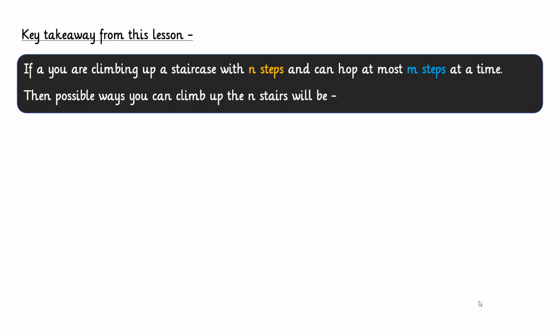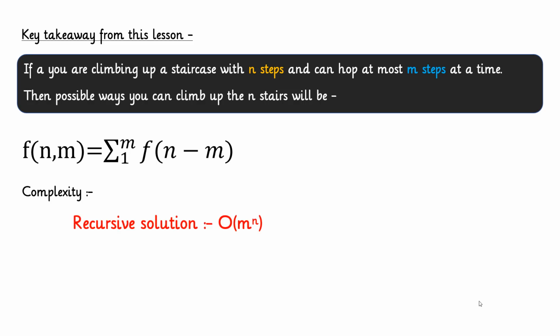The key takeaway from this session, guys: if you are climbing up a staircase with n steps and can hop at most m steps at a time, then the possible ways you can climb up the n stairs will be equal to this. And the complexity of the solution will be this if you are using the recursive approach. If you are using DP, then the complexity of your solution will be O(n). I hope, guys, now you know the pattern to solve this kind of problem. In the future, if you get a problem similar to this, you can apply this pattern to solve it.